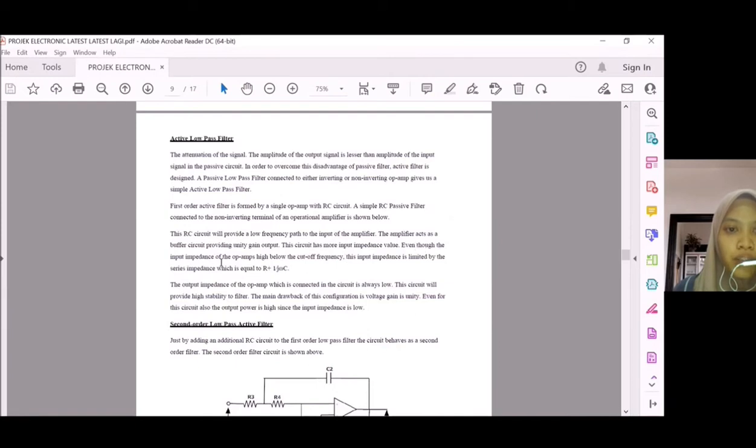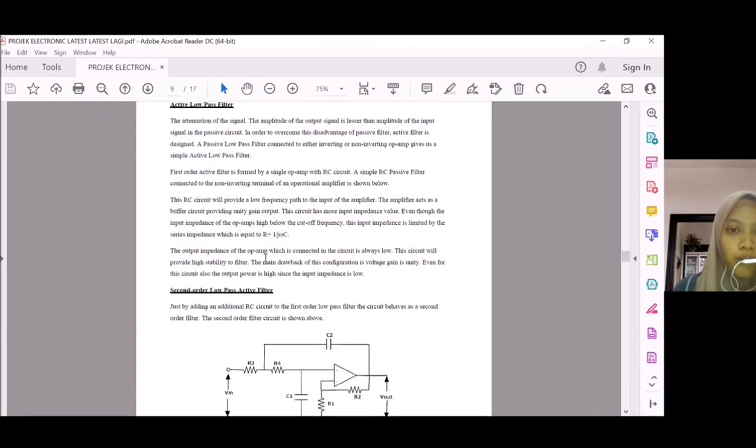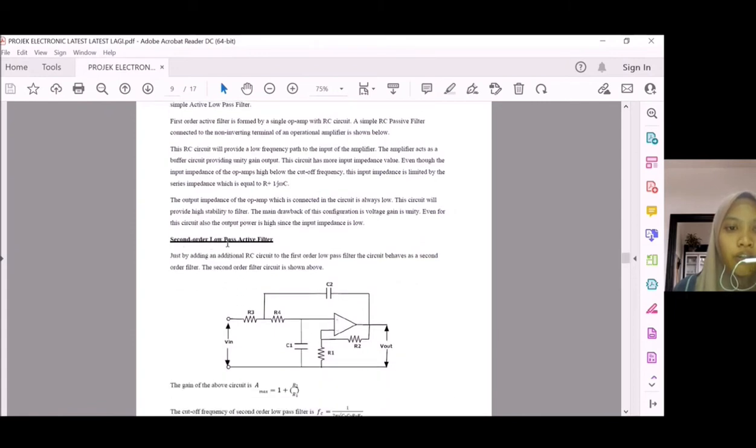Even though the input impedance of the op-amp is high below the cut-off frequency, this input impedance is limited by the series impedance, which is equal to R plus 1 over j omega C. The output impedance of the op-amp connected in the circuit is always low. This circuit will provide high stability to the filter. The main drawback of this configuration is that the voltage gain is unity. Second order low pass filter.